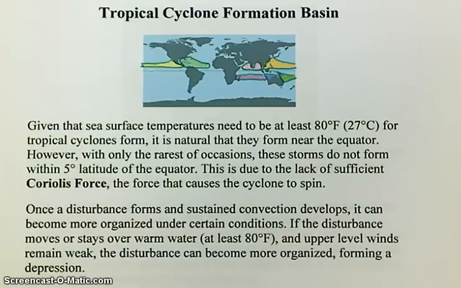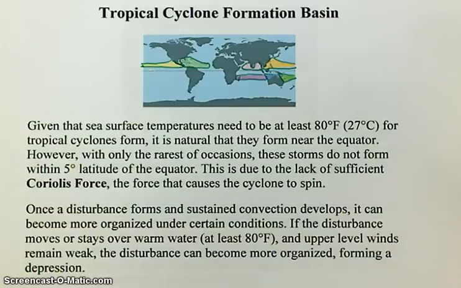All right, this is Unit 8, Lesson 5, screencast number 8, Tropical Cyclone Formation Basin. Given that sea surface temperatures need to be at least 80 degrees Fahrenheit for tropical cyclones to form, it's natural that they form near the equator.